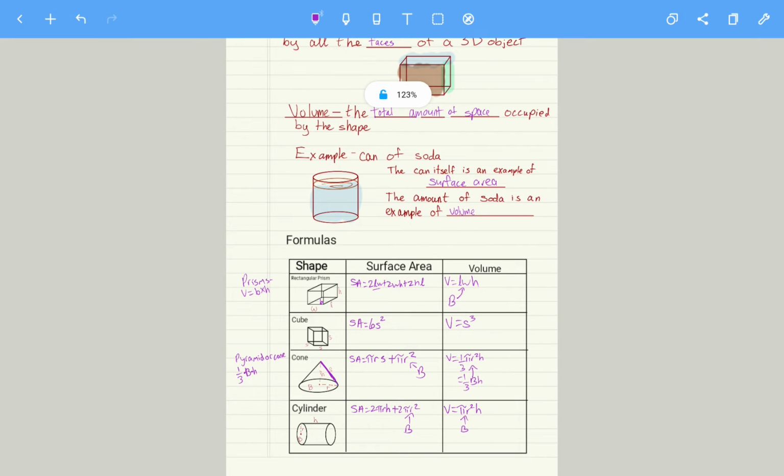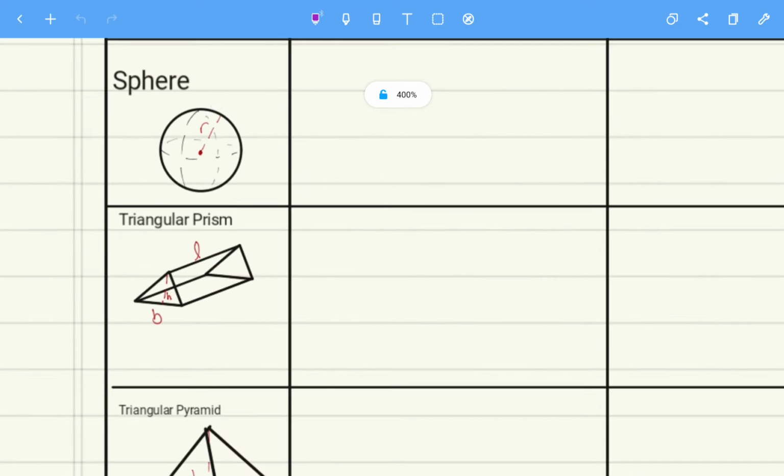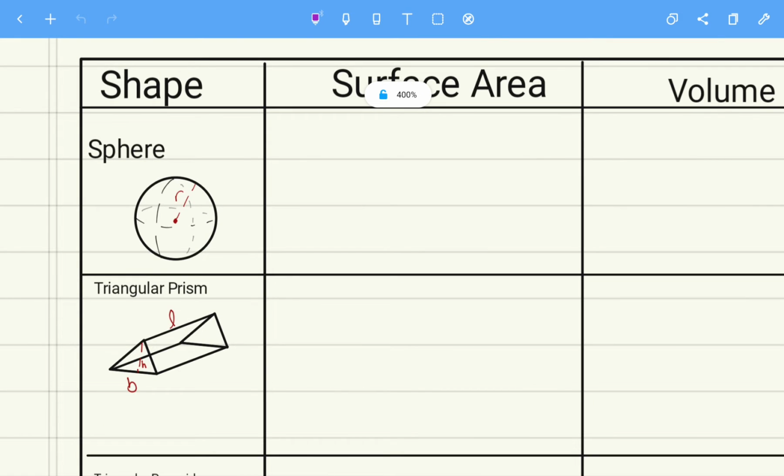Now we have a few more shapes here on the other side. A sphere. Now, it's kind of hard to draw, but this is a ball. So a soccer ball, basketball, whatever you want. Surface area is 4 times pi r squared. And volume is 4/3 pi r cubed.